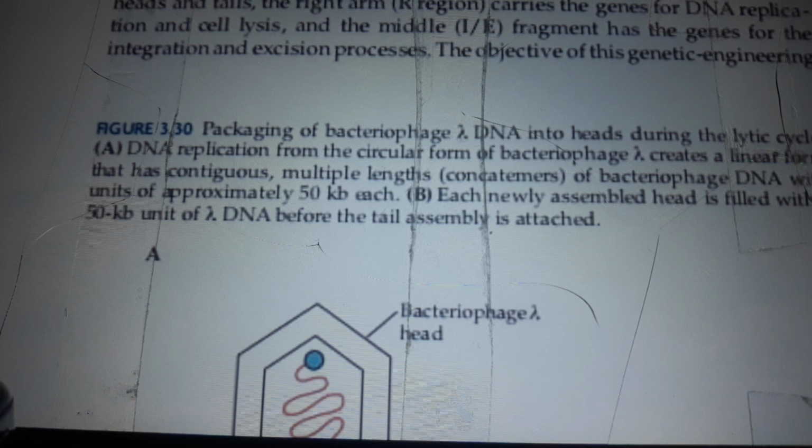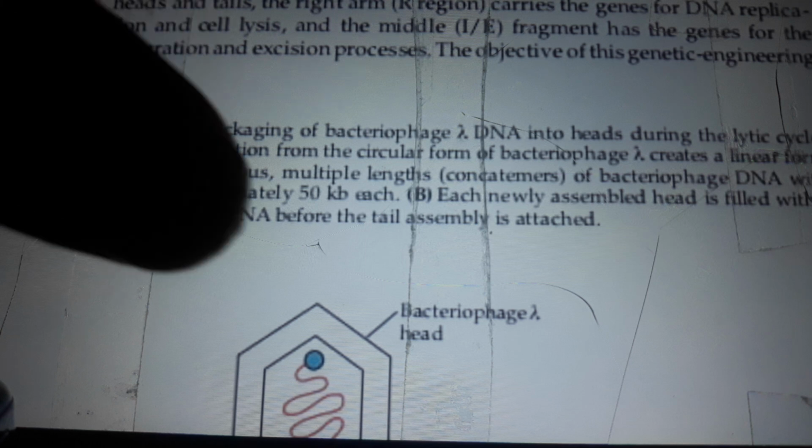Packaging of bacteriophage lambda DNA into heads during the lytic cycle. A, DNA replication from the circular form of bacteriophage lambda creates a linear form that has contiguous multiple lengths, concatamers, of bacteriophage DNA with units of approximately 50 kb each. Each newly assembled head is filled with a 50 kb unit of lambda DNA before the tail assembly is attached.